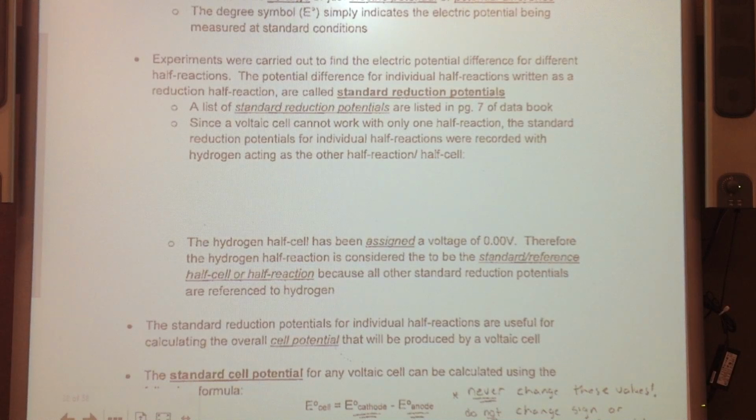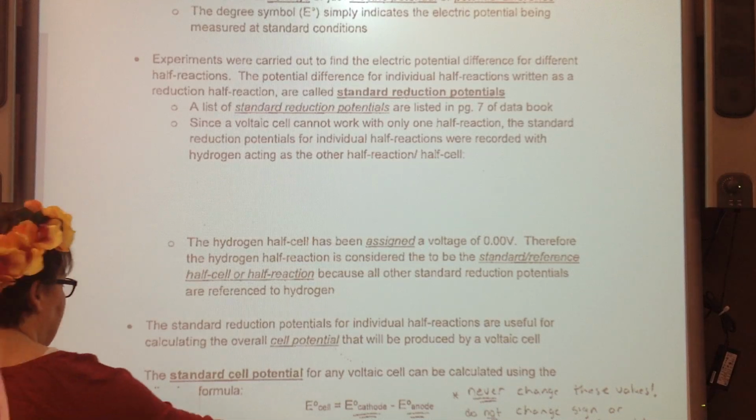And so a voltaic cell requires 2 reactions. It takes the oxidation half reaction and it takes the reduction half reaction. And so standard reduction potentials are recorded against hydrogen. Hydrogen is the standard. And if you look, the reaction for hydrogen has what cell potential on page 7? 0. Okay, so everything that's in that book is referenced against hydrogen.